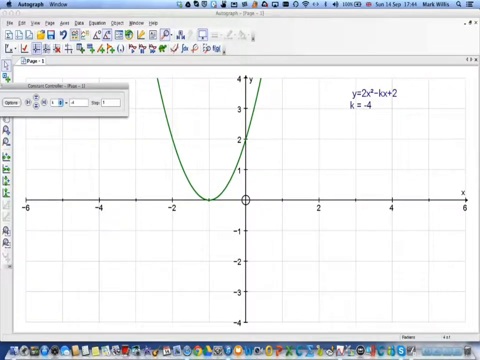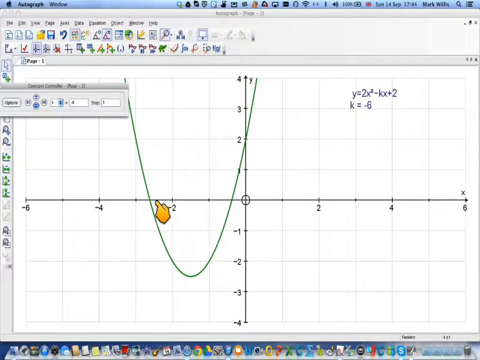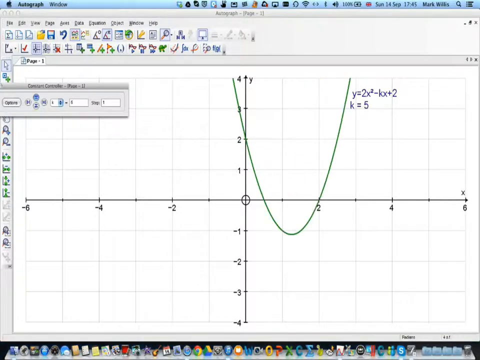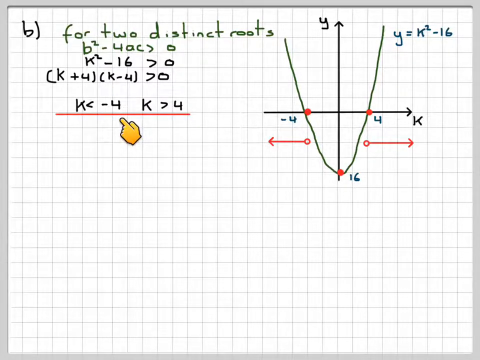If we make our values less, you can see here we have 2 roots on the original quadratic. Okay, and this value is minus 6, which is less than minus 4. If we go the other way very quickly, again, here k is 5, we will see we get 2 distinct roots again. So the answers will be k is less than minus 4, k is greater than 4.